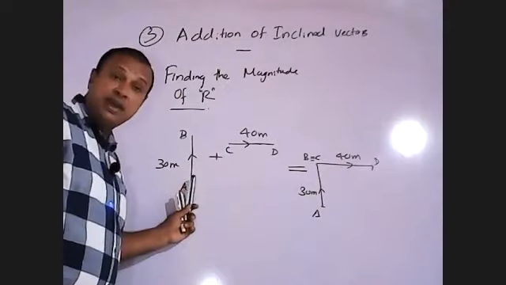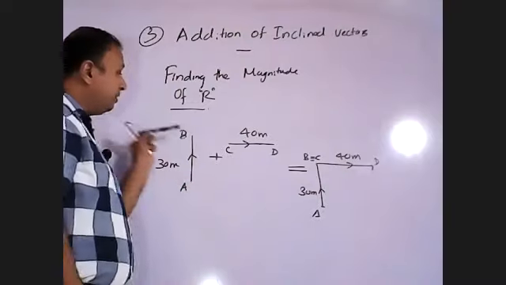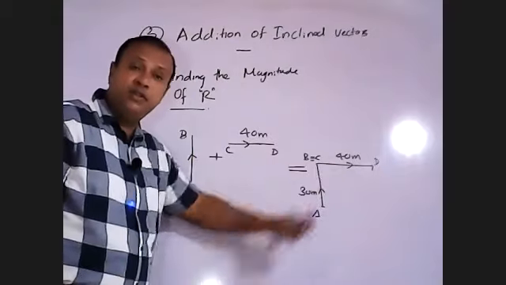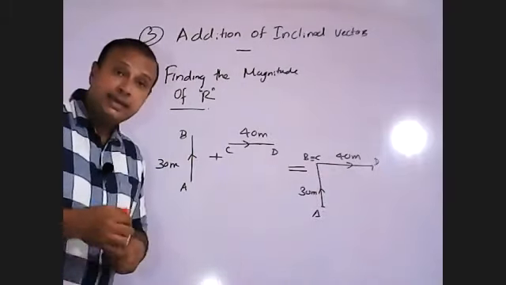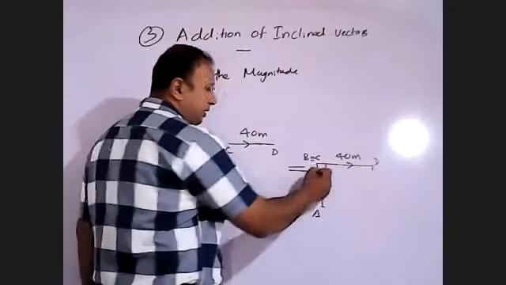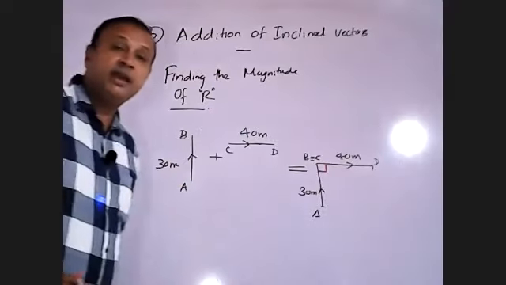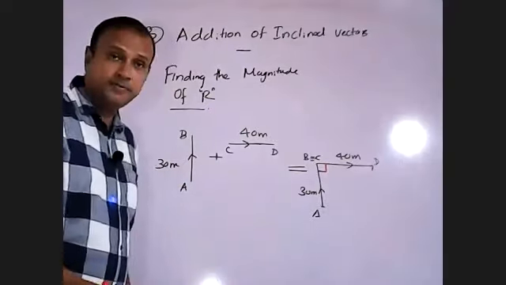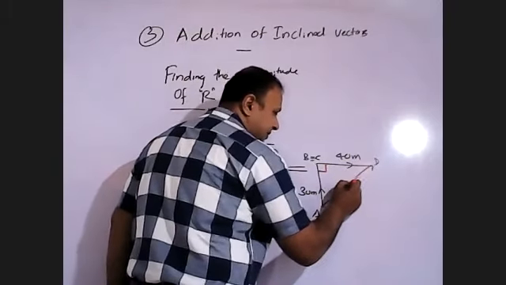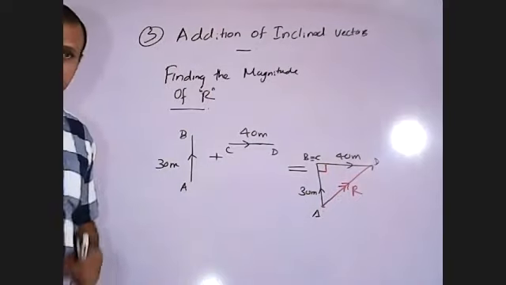In here, it is very clear. This vector is headed to north, while this is headed to east. So the angle between these two vectors should be 90 degree. It is very clear. So it is the information hidden in the given question. Then that resultant is AD.